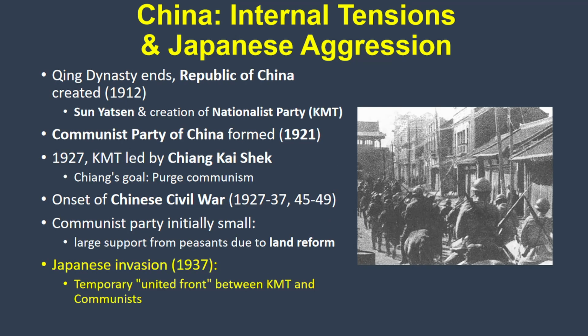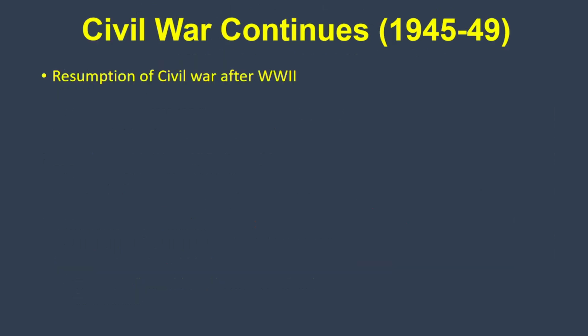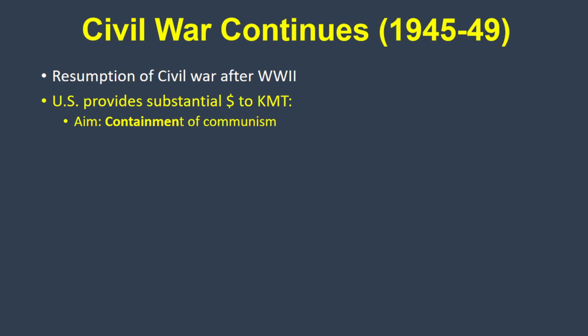When the Japanese invaded China in 1937, they agreed to form a temporary united front to focus on fighting the Japanese. After World War II ended and the Japanese were driven out, the Chinese Civil War continued from 1945 to 1949. The KMT received a large amount of financial support from the United States, consistent with their policy of containment against the spread of communism.